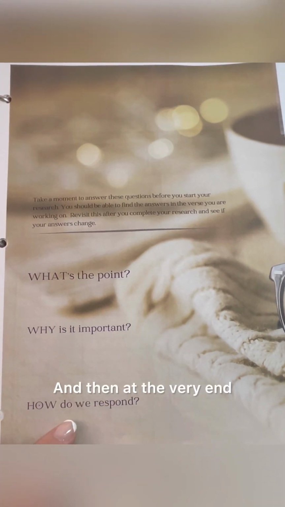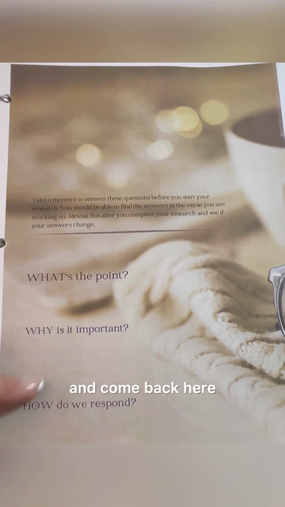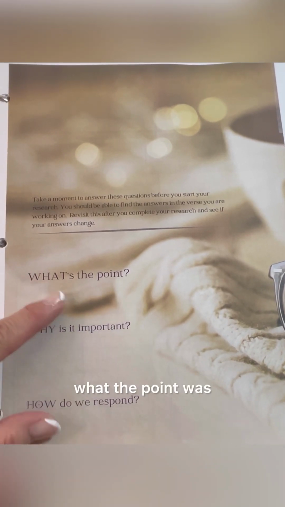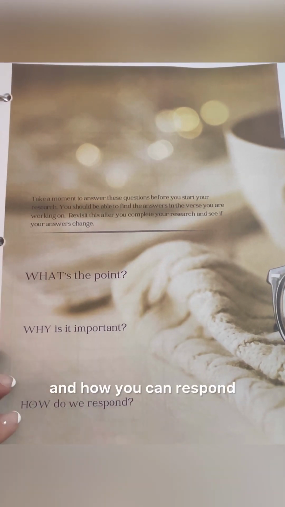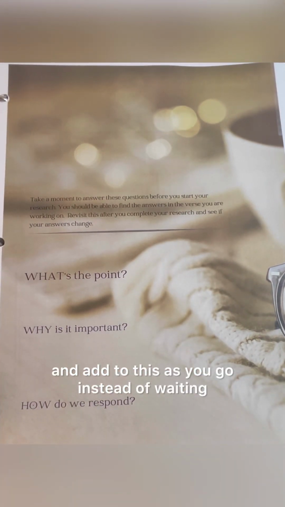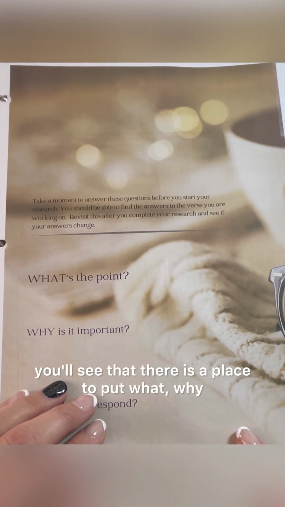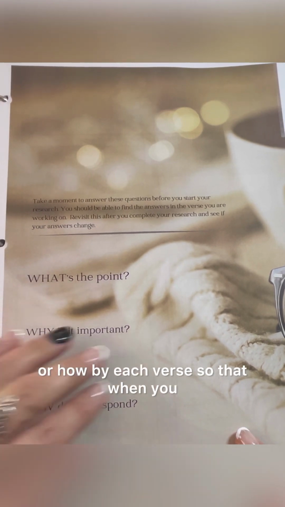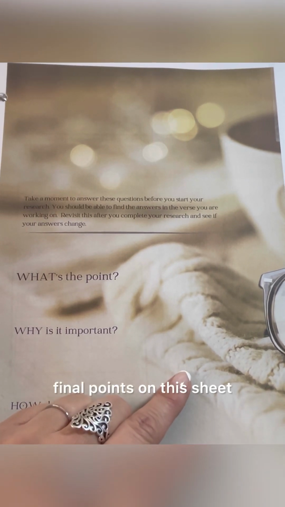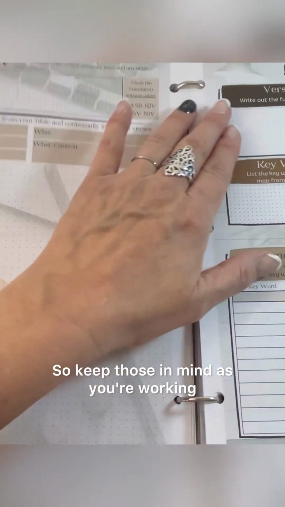And then at the very end, we're going to make a conclusion and come back here and put actually what you found through all your research, what the point was, why it was important, and how you can respond. You can come back and add to this as you go instead of waiting until the very end. And also on the verse board, you'll see that there is a place to put what, why, or how by each verse, so that when you get to the end and you're ready to make your final points on this sheet, you can find them quickly. So keep those in mind as you're working.